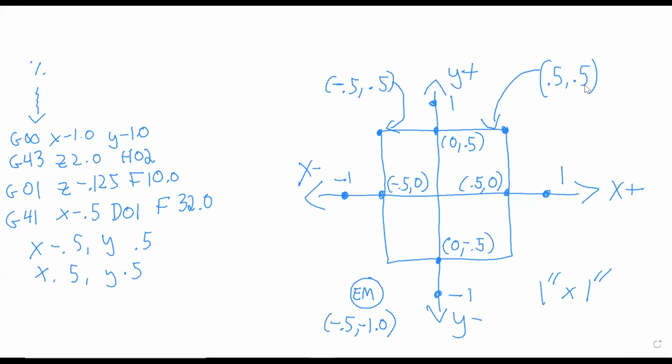So looking at our program here, we rapid to the first location of -1.0 in the X and -1.0 in the Y. We drop down in our Z location. All right, we turn on G01. We do a feed rate of 10 inches per minute, and we drop down to our cutting depth right here.